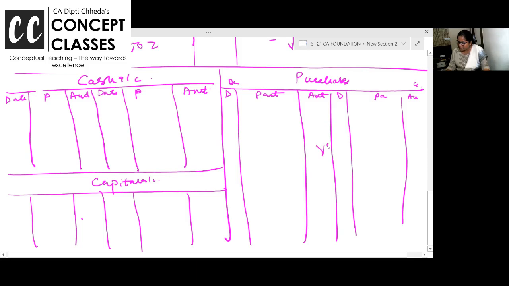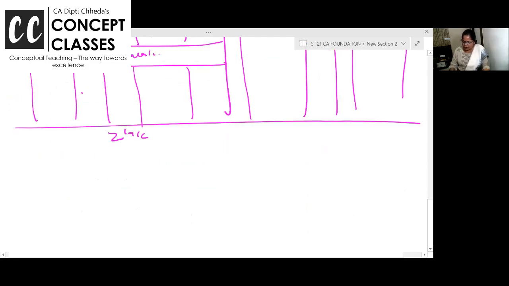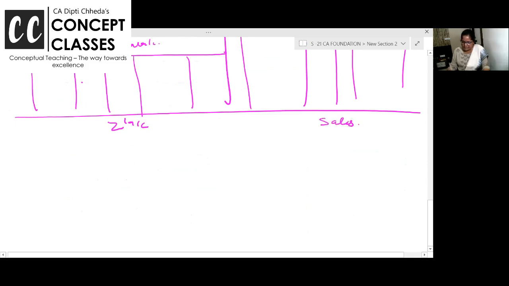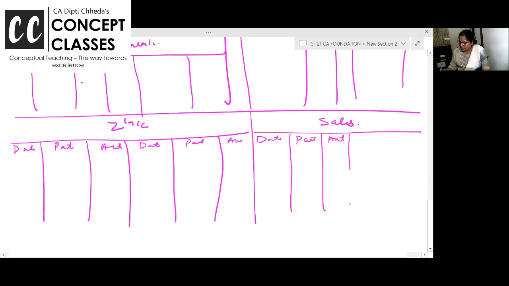Next we have Y's account. And next I'll prepare Z's account. Whatever journal entries you have written, we are making the ledgers. Date, particulars, amount, date, particulars, amount.